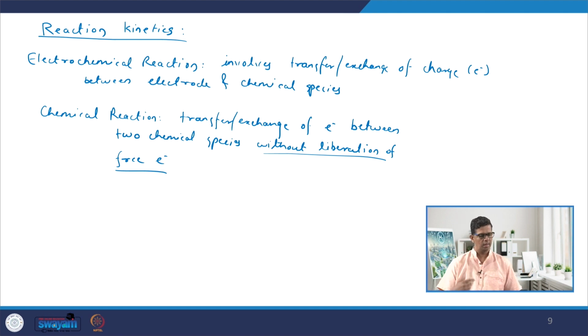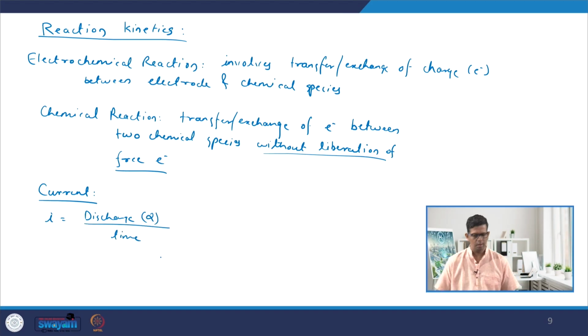And these free electrons, when they are liberated in an electrochemical reaction, are basically caught, and that is where we get the current. So let us understand a bit more about the current. It is basically discharge, that is Q, per unit time. So what is the charge flowing in the circuit per unit time? I can write it as dq by dt, right. So this is basically the rate of transfer of charge.